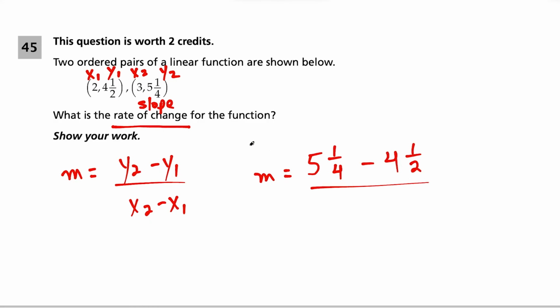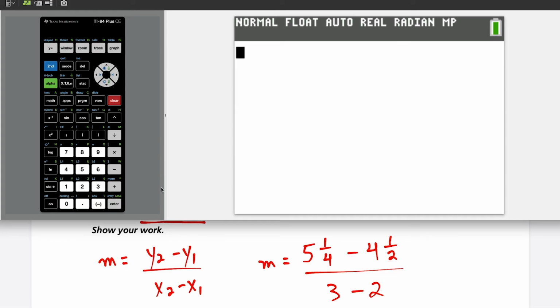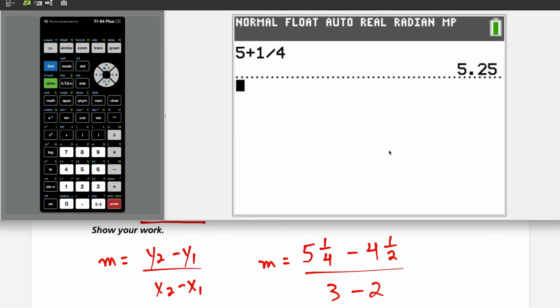And then we're going to divide by the difference of the x values. I'm doing x2 minus x1. So let's use the calculator for this. Now, one thing I want to point out is that 5 1/4 is the same thing as 5 plus 1/4. You'll see that we're going to get 5.25. 1/4 is equal to 0.25.